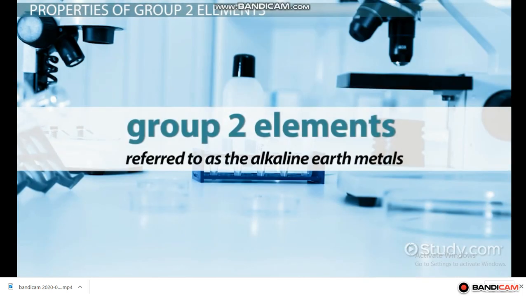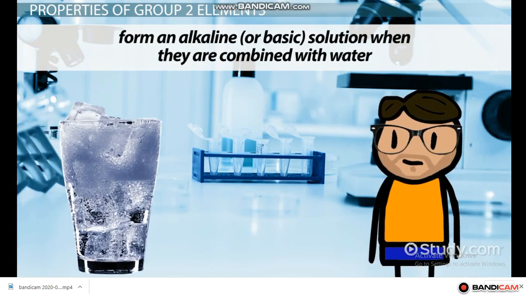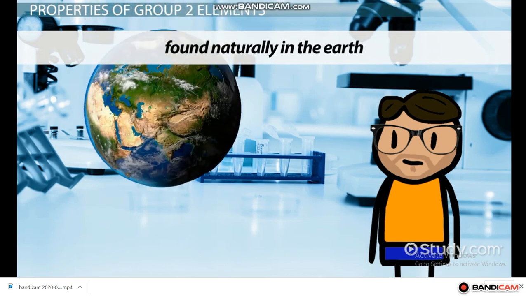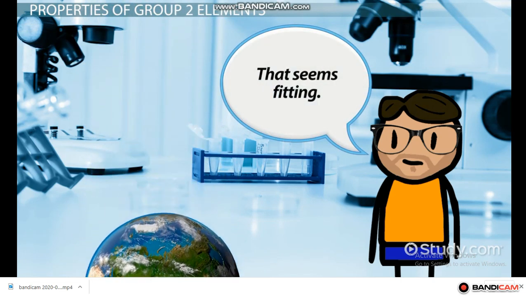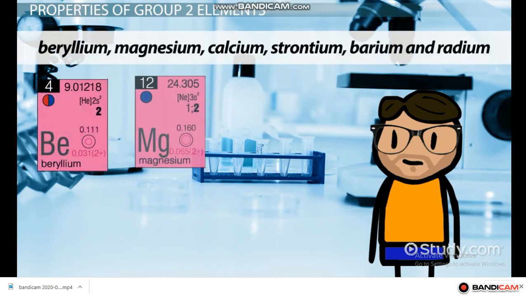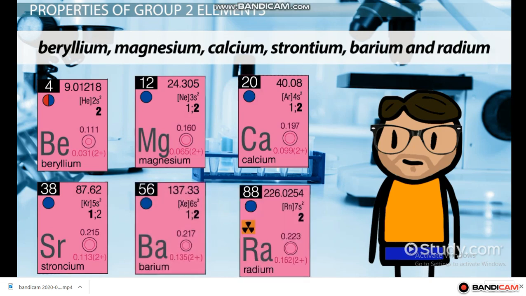Group 2 elements are often referred to as the alkaline earth metals because they form an alkaline or basic solution when they are combined with water. They can be found naturally in the earth. They are metals. So the name alkaline earth metals is pretty fitting, don't you think? This group includes beryllium, magnesium, calcium, strontium, barium, and radium.